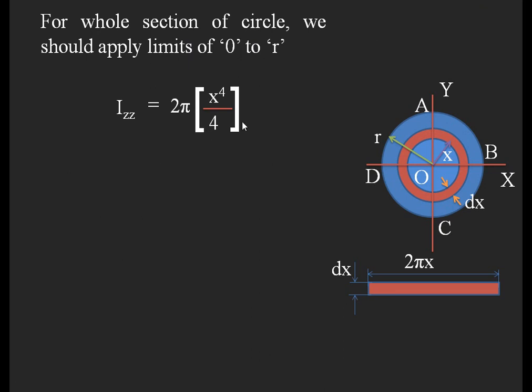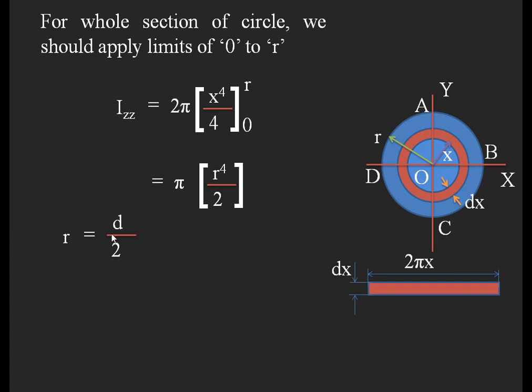Okay, so when you apply 0 to r to this equation, in place of x we need to substitute r. Minus 0 means automatically it will become 0. So 2 pi, sorry, so in 2 pi, the 2 gets cancelled and the denominator will be 2 only. So that can be written as r power 4 by 2 after applying the limits. And r is the radius of the circle, which can be written as half of the diameter, d by 2.